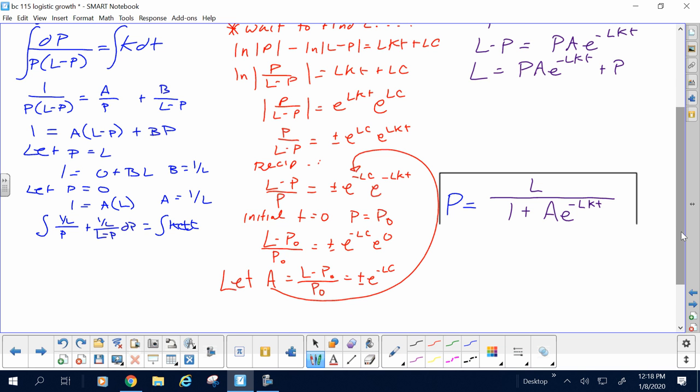LKT. Now, would you write underneath this, let's make sure we have all these nailed down, what they mean. P represents population, it varies. L is the carrying capacity. It is a constant.